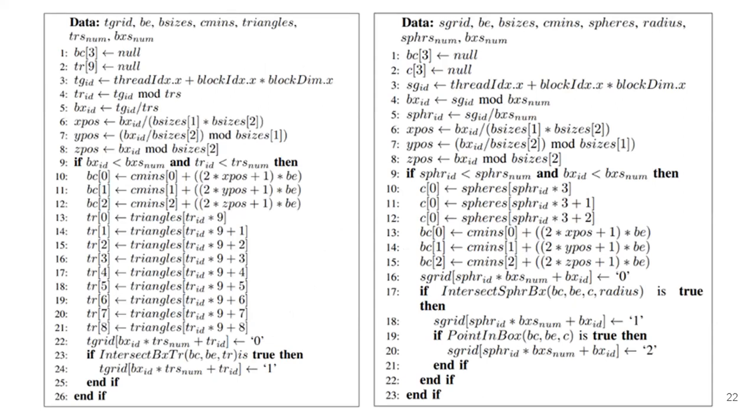The algorithm of this: the first algorithm on the left is the uniform grid for triangles, and the second algorithm, on the right, is the uniform grid for spheres. I work with the data type for boxes and number of boxes, and a minimum point in the bounding rectangle structure.